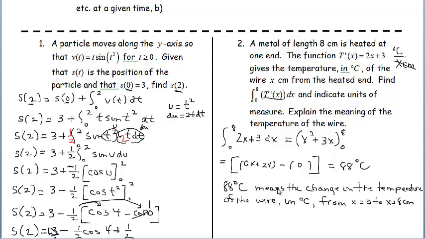All right, so there it is. 88 degrees Celsius means the change in the temperature of the wire in degrees Celsius from x equals 0, the heated end, to the opposite end, to x equals 8 centimeters.